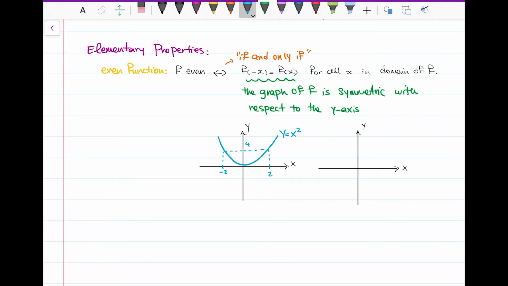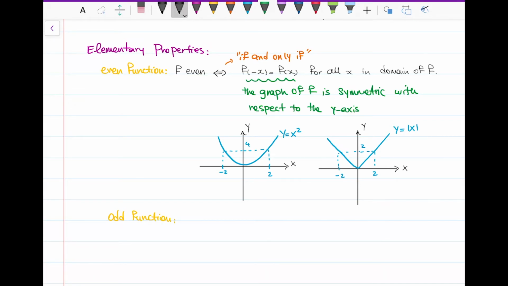Okay. Another function would be this function, absolute value of x. Okay. As you see, f of negative 2, for example, is 2, and f of 2 is also 2. Okay. This function is also symmetric with respect to the y-axis. This is called an even function. How about odd functions?